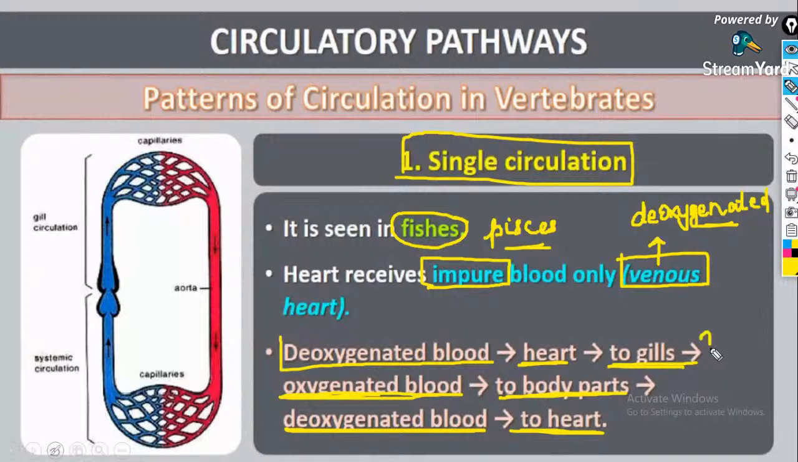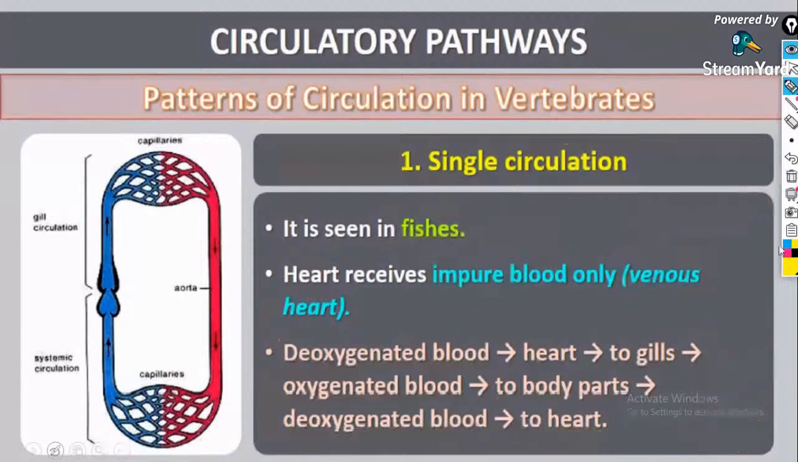In this pathway, at any point of time, do you find oxygen rich blood coming inside the heart of the pisces? Only deoxygenated blood is present in the heart. Look very clearly at this.